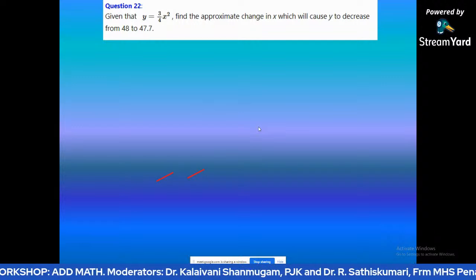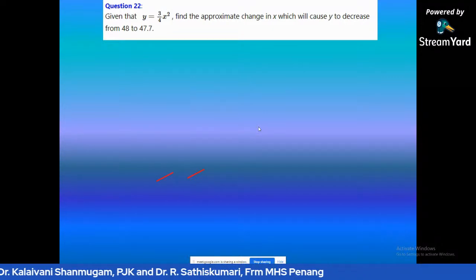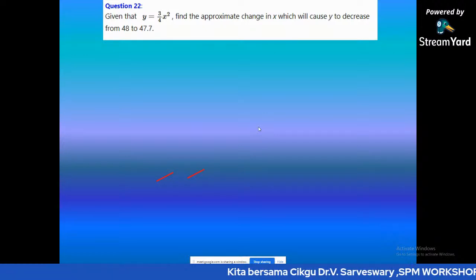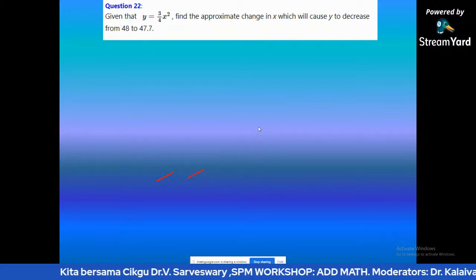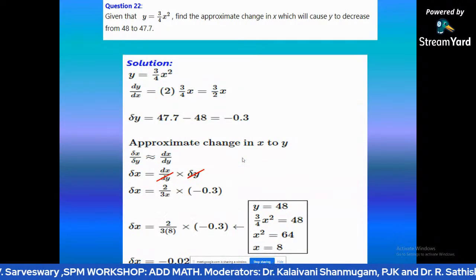Okay, approximate change in x, so you write down delta x, put a question mark. You want to find delta x. What is given? Delta y. The changes in y is given. What you want? Delta x. What is given? Delta y. Also given y. That means you can find dy dx. Okay, so you write down all these first, then straight away you can answer the question.